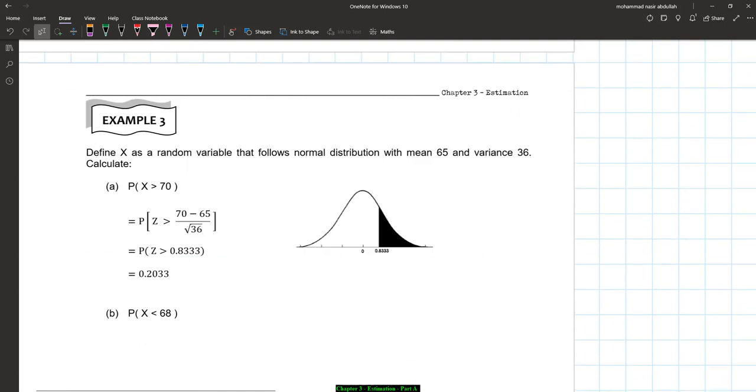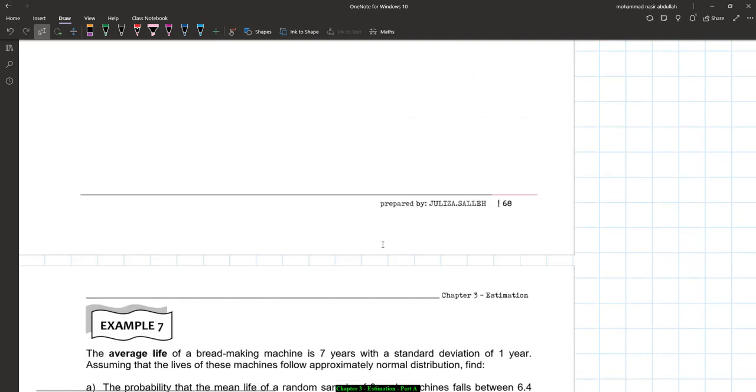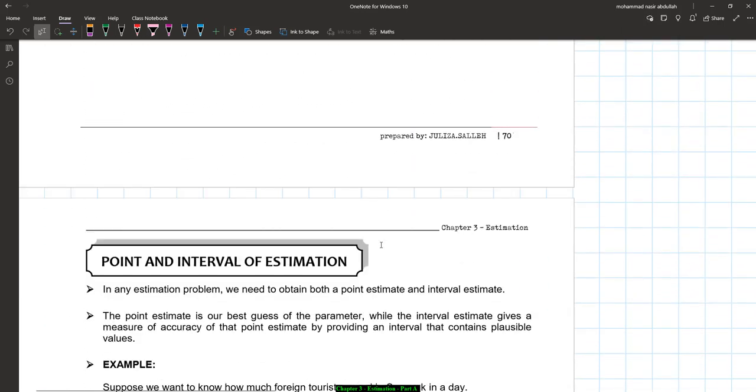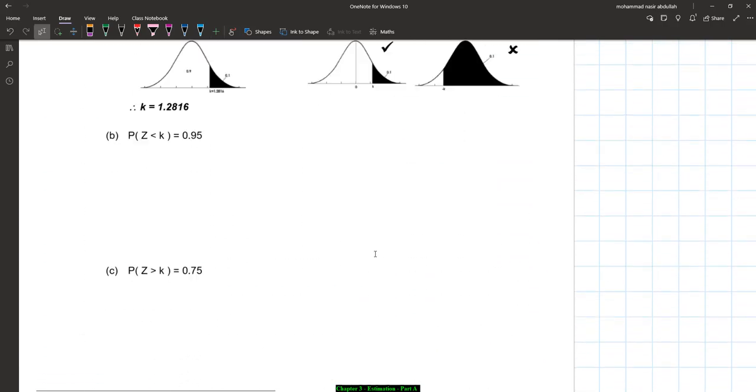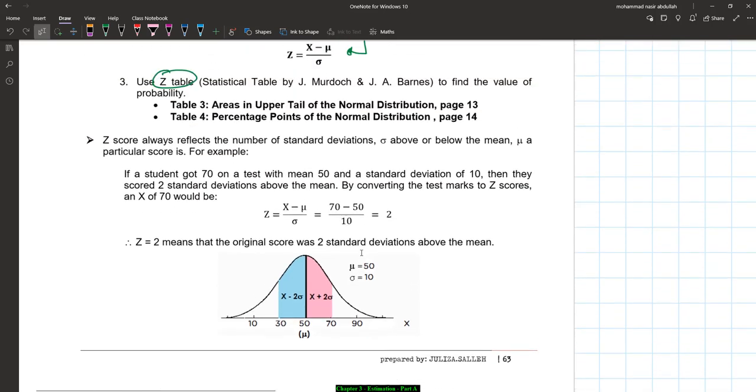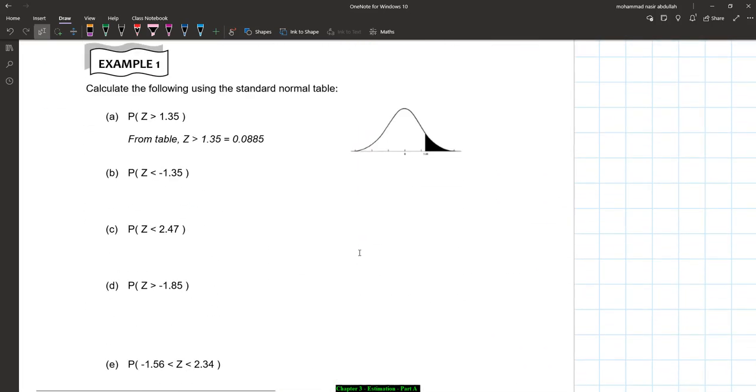I think we're going to cover until example number 8, and then we will stop. Next class we want to go in depth on estimation.